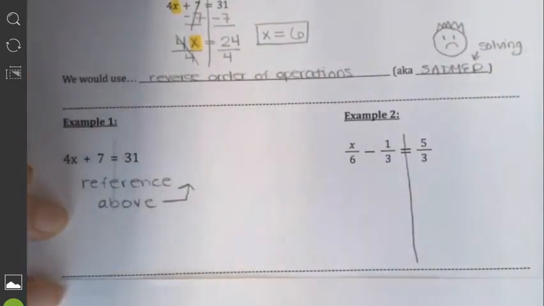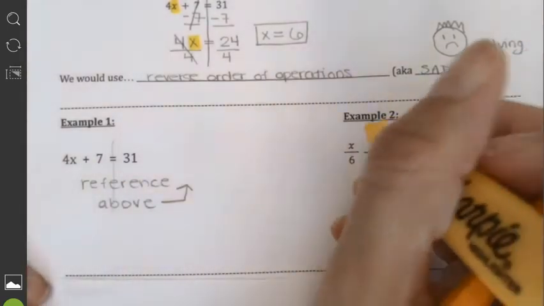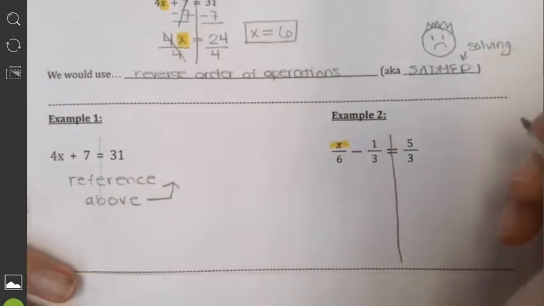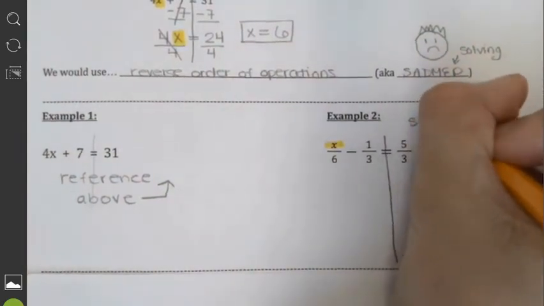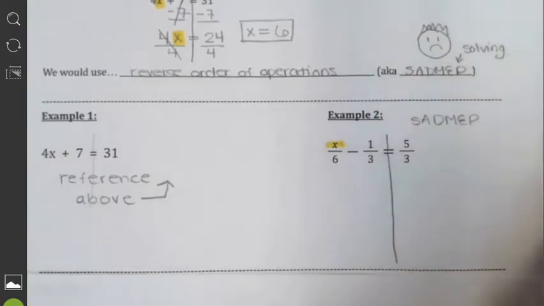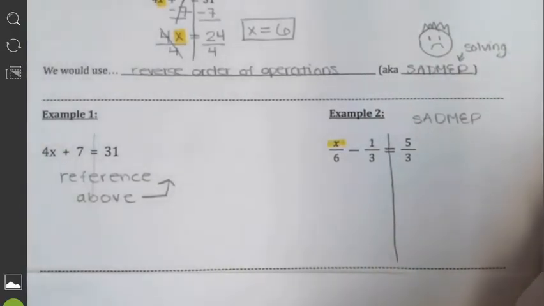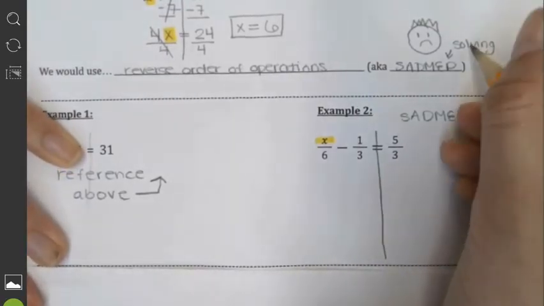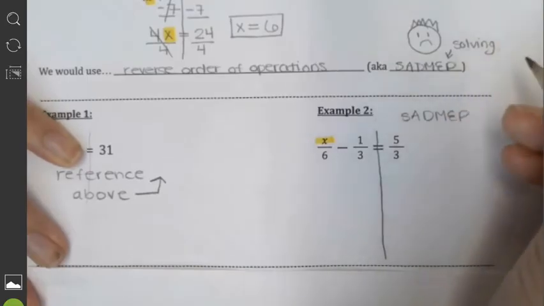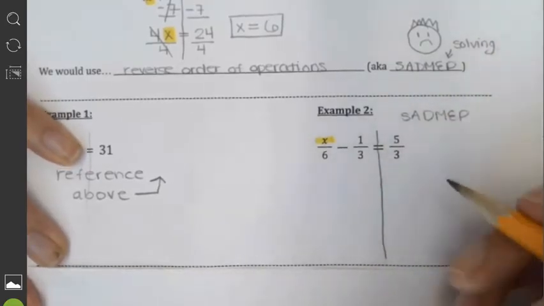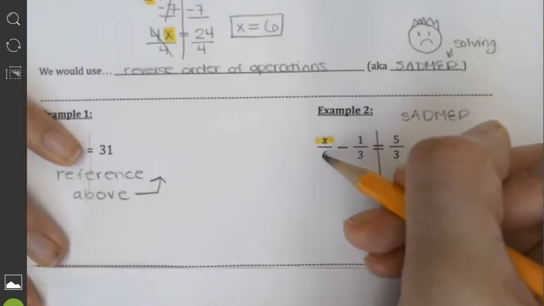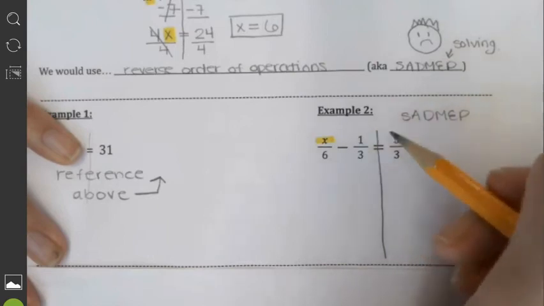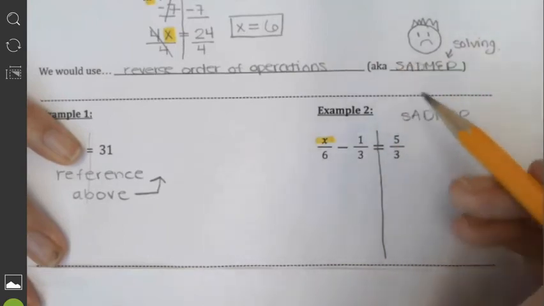This one is different. So we draw our line and we highlight our variable. And if it helps you, you can write SADMAP because we see that we are simplifying. I'm sorry, not simplifying. We are solving. That was my mistake. We are solving this equation. So we use SADMAP. SADMAP is for solving. So we know that we are currently dividing by 6 on this side of the equation and subtracting by 1/3. Well, we have to start with subtraction or addition.